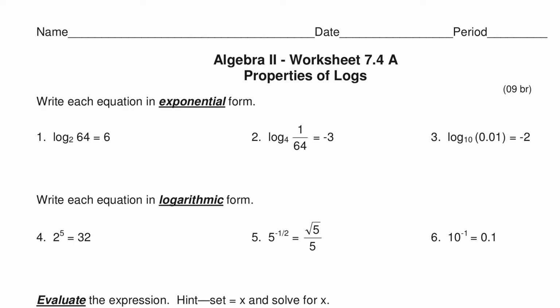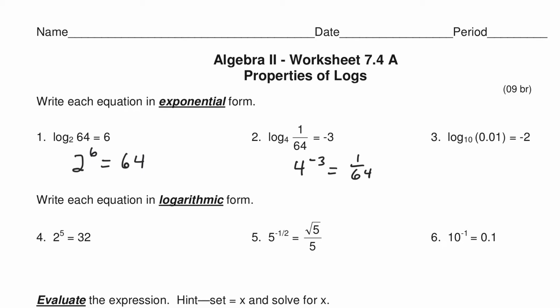Remember, you're going to have to write this in exponential form. For number 1, the base is 2. The exponent is 6, and that equals 64. For number 2, we have log base 4 of 1 over 64 equals negative 3. So the base is 4. The exponent is negative 3. And that equals 1 over 64.